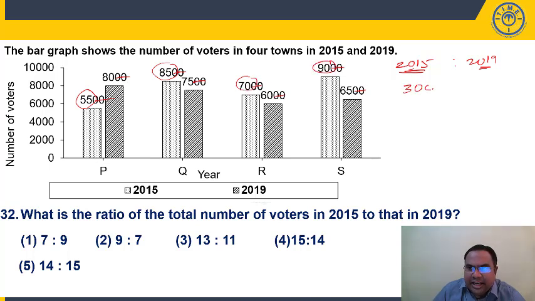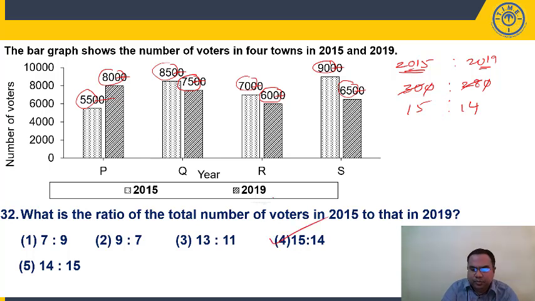210 plus 90, 300. Removing two zeros means it should actually be 30,000. Look at 2019: 80 plus 75 is 155, plus 60 is 215, plus 65 is 280. Two zeros are removed, so it is 28,000. The 0s will get cancelled. Then 2 15s, 2 14s, so 15 is to 14. It is present in the fourth option.